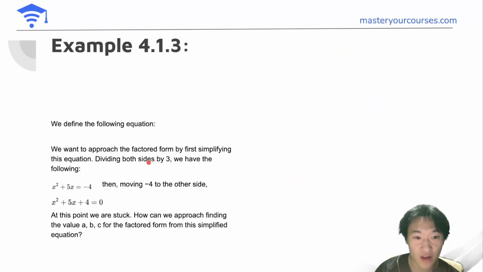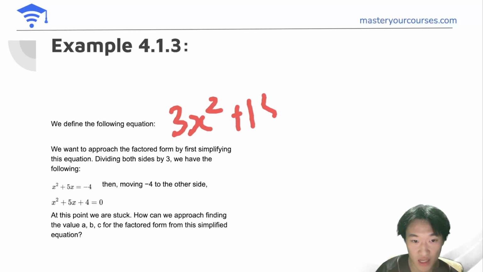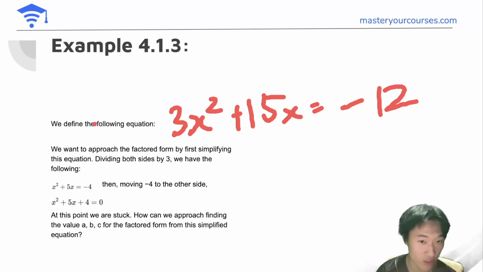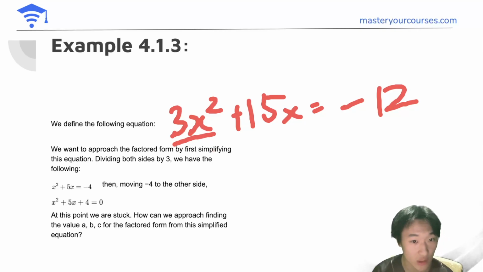Now, we define the following equation. So we want to approach the equation, which can be something like this: 3x squared plus 15x equals minus 12. Right? Again, the degree of this equation is 2, right? Because your highest power on your x, the variable, is 2. So it's a quadratic equation.